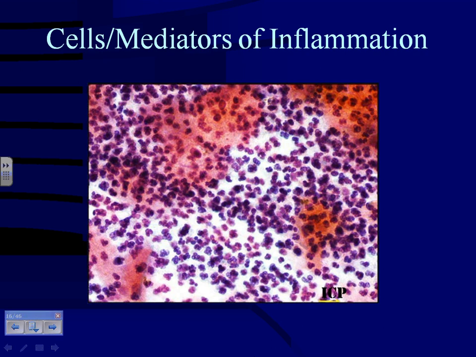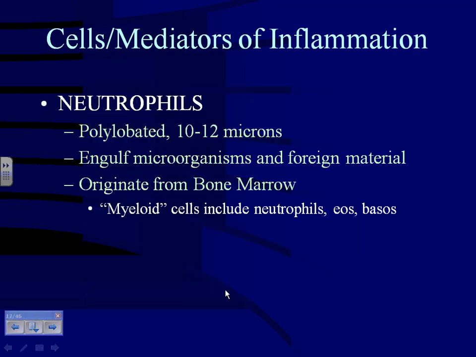PMNs. So we got lots of PMNs obscuring the underlying squamous cells, maybe causing some reactive and degenerative changes. So definitely got an acute inflammatory process going on here for whatever reason. The neutrophils, as you know already, are polylobated, 10 to 12 microns in diameter, and engulf microorganisms and foreign material.